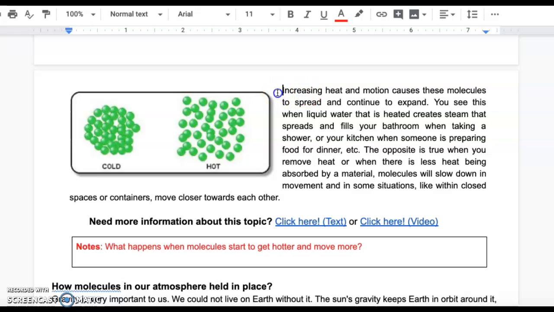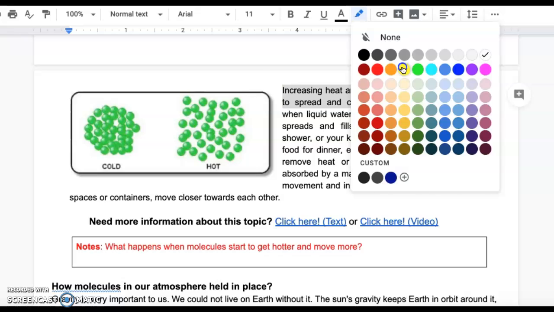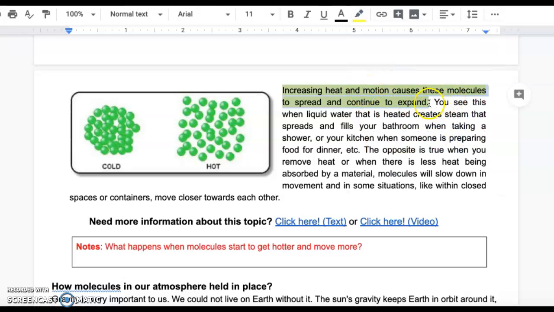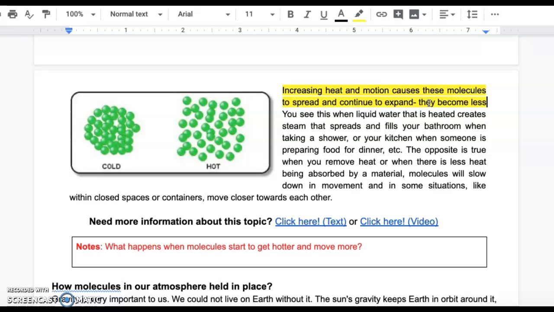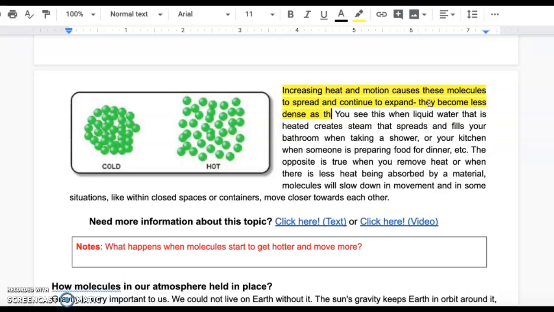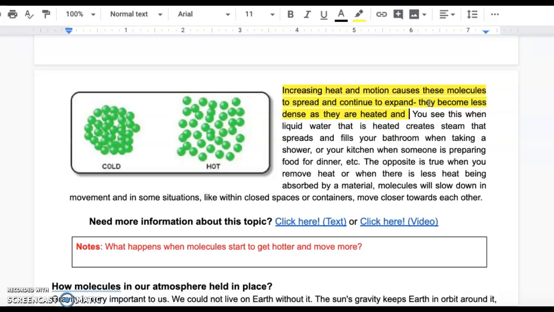Increasing heat and motion causes these molecules to spread out and expand. So that means they're becoming less dense as they are heated and spread apart. You see this when liquid water that's heated creates steam and spreads and fills your bathroom when taking a shower, or in your kitchen when someone's preparing food for dinner.